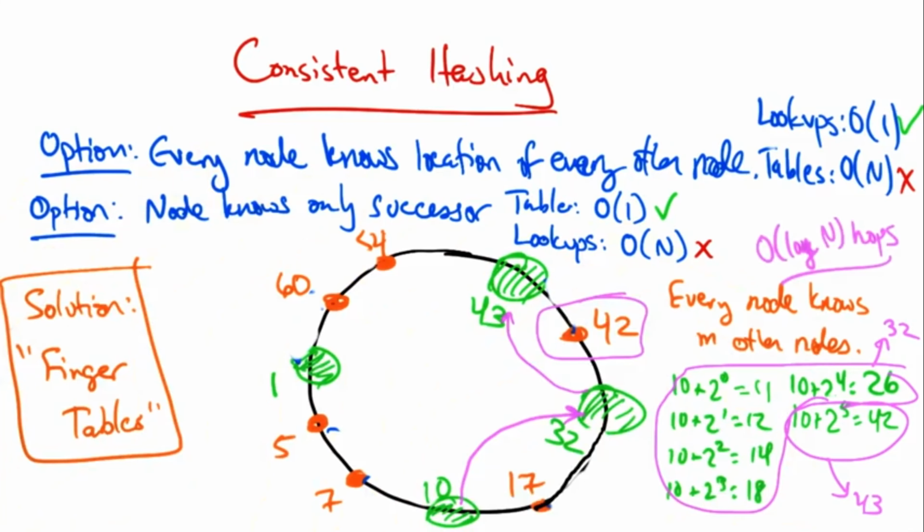Due to the structure of the finger table, these lookups require order of log n hops. This results in efficient lookups, order log n messages per lookup, and the size of the finger table is order of log n state per node.